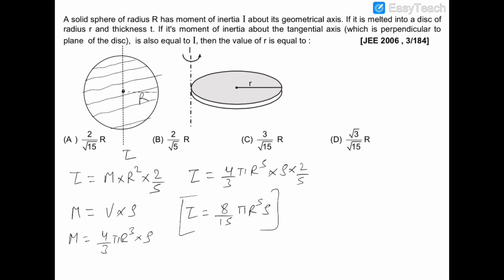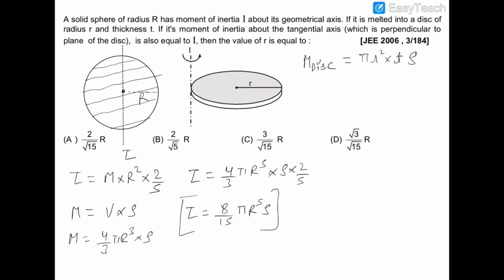Now this solid sphere is melted to form a disk of thickness T and radius small r. And the moment of inertia of this new disk which is formed by melting this sphere is the same, and it is equal to I about this axis. We have to find out r. Now let us first of all calculate the mass of this disk. So the mass of this disk can be written as its volume into density, and its volume will be pi r square into thickness T and density is rho. So this is the mass of this disk.